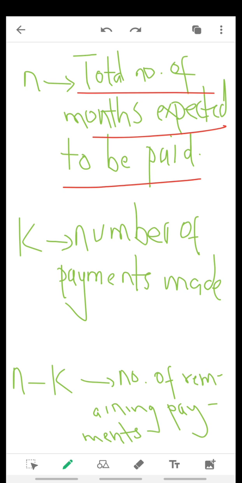So N is the total number of payments that you must make, where K is the number of payments that you have actually made. When you say N minus K, this will be the number of remaining payments that should be made into the account.